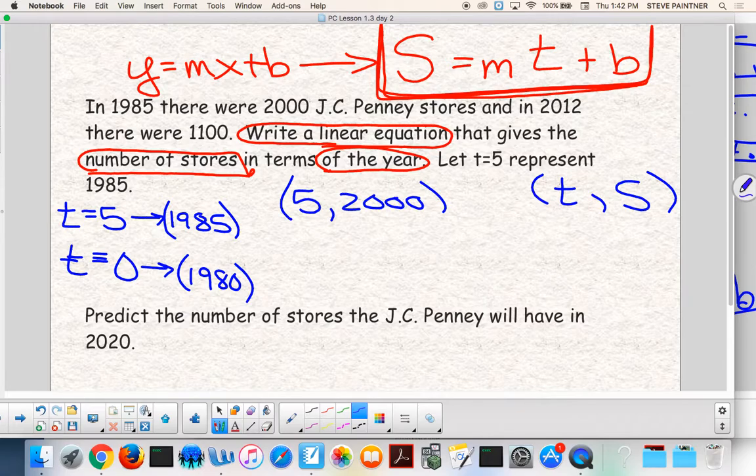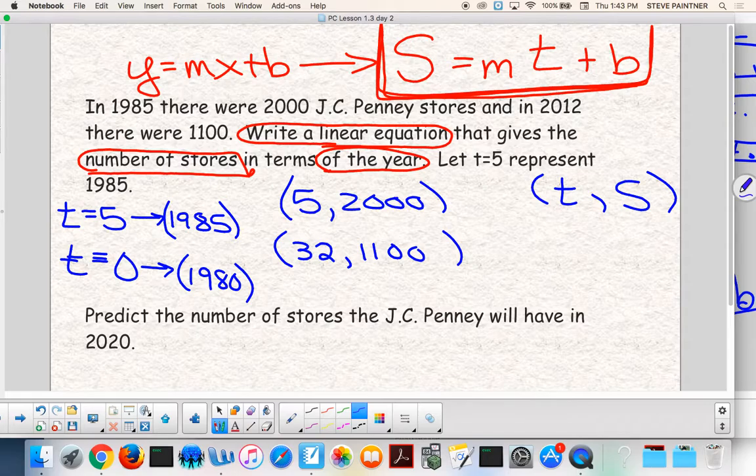2012 was 1,100 stores. 32. Okay. He says 32, comma what? 1,100. Okay. Would you agree with his 32? Yeah. Here's the year 0, 1980. Well, the year 2012 is how many years after this year? 32 years. This should be 32, right? This 2012 is 32 years after 1980. He got that value right. Good. Well, you have a point.